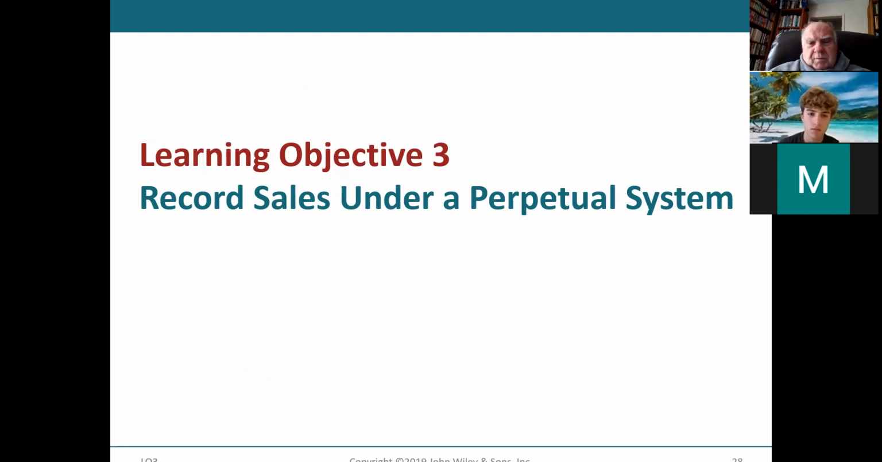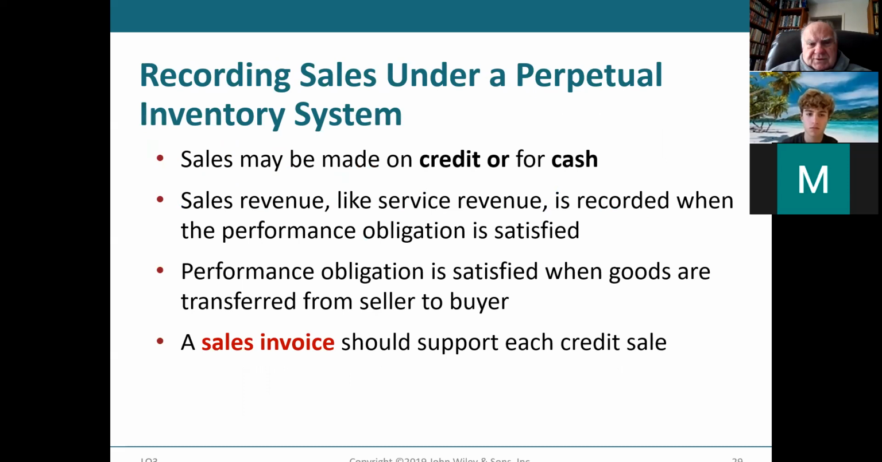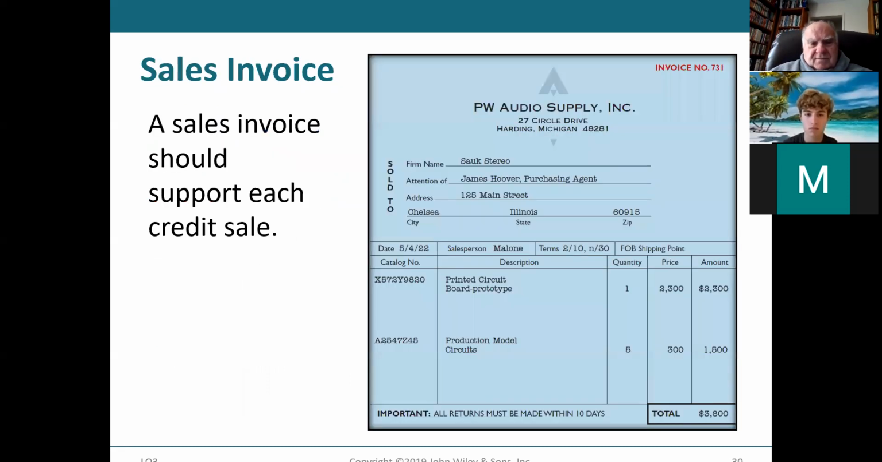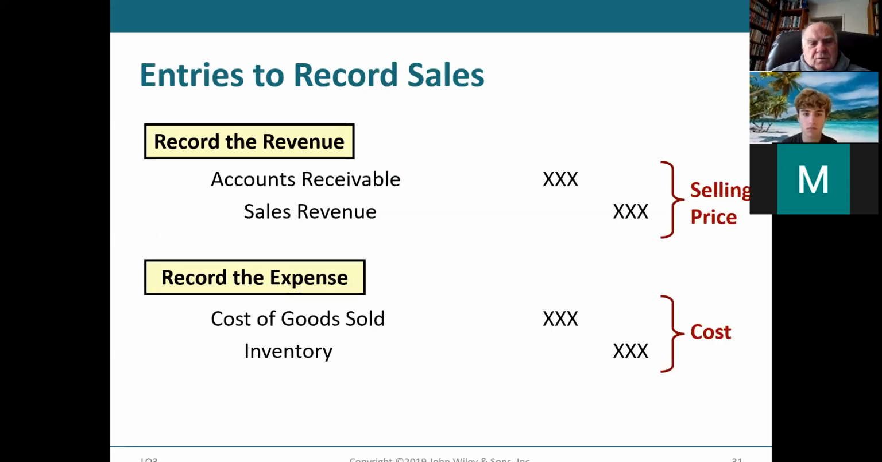Record sales under a perpetual system. We just talked about purchases under a perpetual system. Record sales under a perpetual system. Sales could be for credit or cash, and it's recorded when the performance obligation is satisfied. And that was a question we had on our recent test. Is an invoice. Record the revenue, record the cost of goods sold.